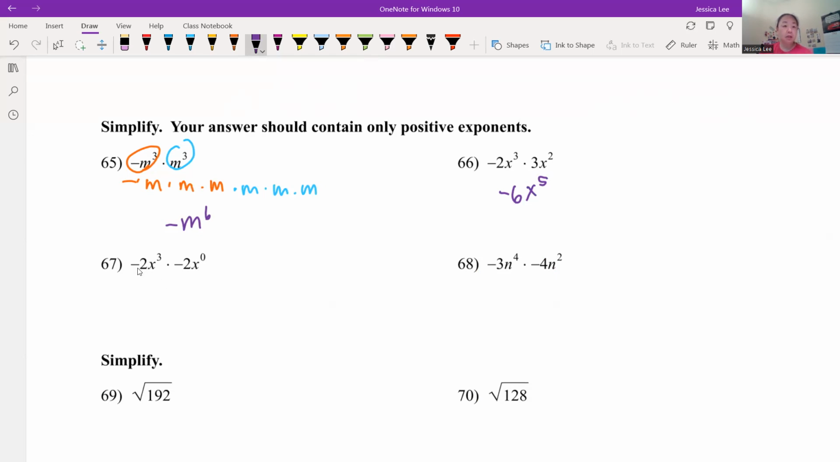Here, negative 2 times negative 2 is positive 4. So we're going to multiply the coefficients. We have 3 x's here, and how many x's do we have here? We don't have any because it's 0, right? So we just have x to the 3rd power.